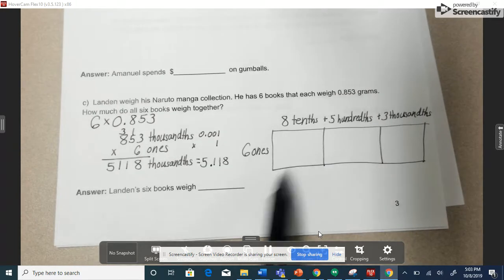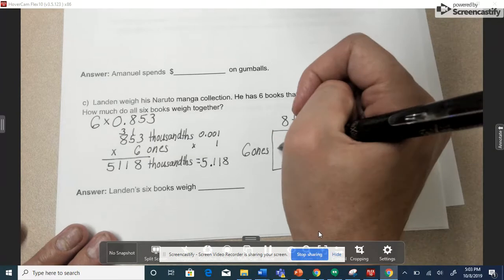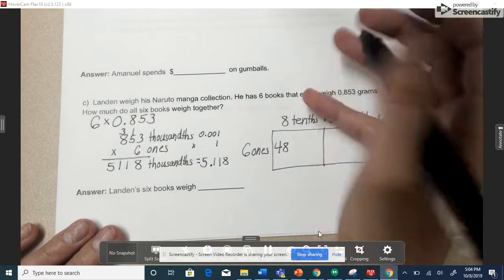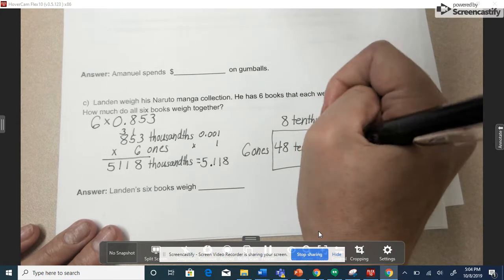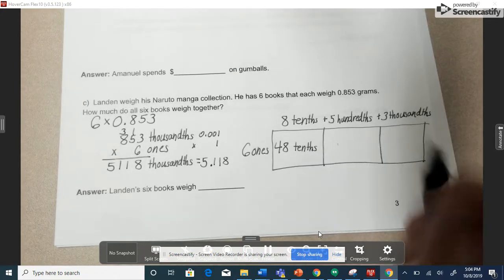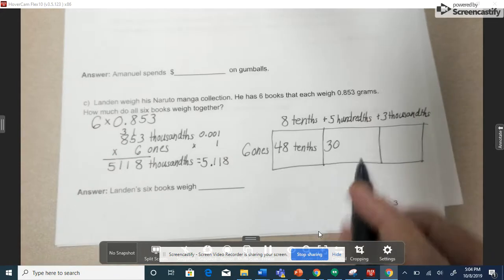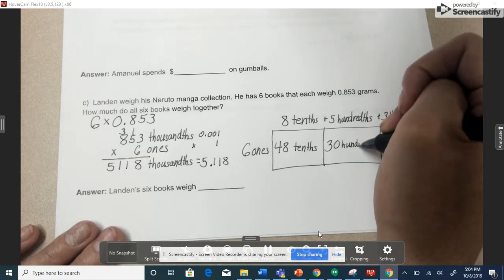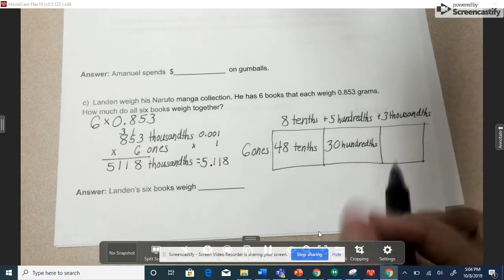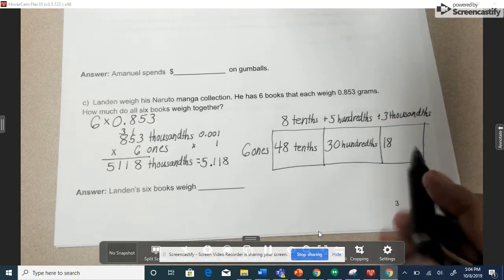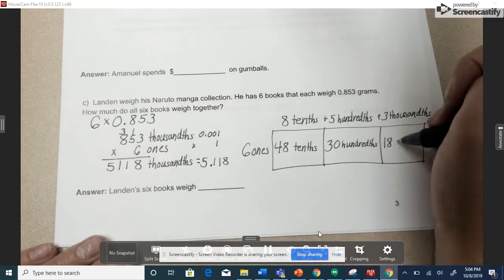All right, let's find the area of just this square. 8 times 6 is 48. Tenths times ones is tenths. Next square, 5 times 6 is 30. Hundredths times ones is hundredths. Lastly, 3 times 6 is 18. Thousandths times ones is thousandths.